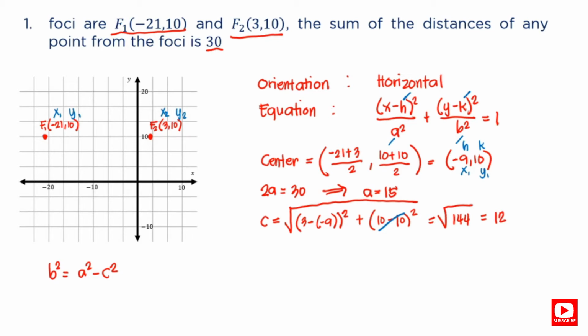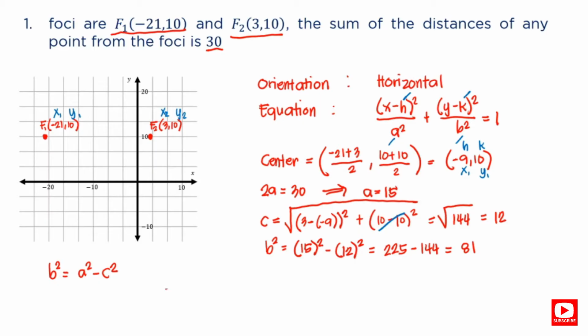So we now have the value of c, so we can now solve for b squared, and that is equal to a squared, that is 15 squared, minus c squared, that is 12 squared. So that is equal to 15 squared is 225, minus 12 squared, 144. And this is equal to 81. So we now have the value of b squared. So therefore, we can now give the standard equation.